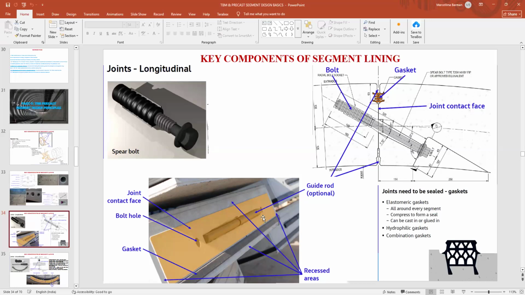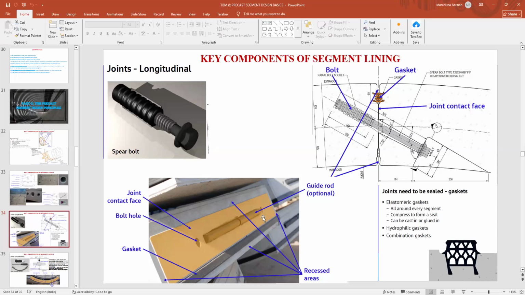Guide rod is also one type of system that controls the alignment. So guide rod or the dowels, they are controlling the alignment, or controlling how the segments will go as per the TBM movement or as per the curve.